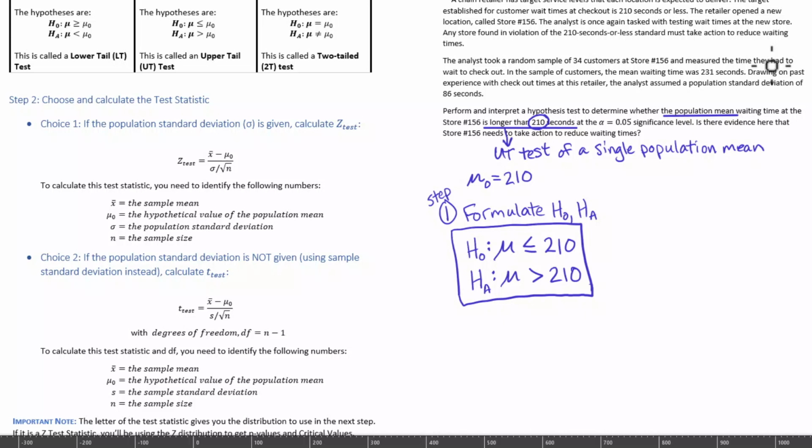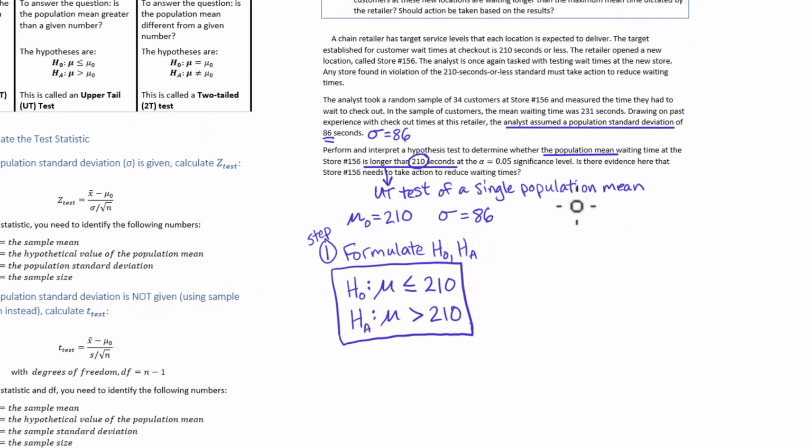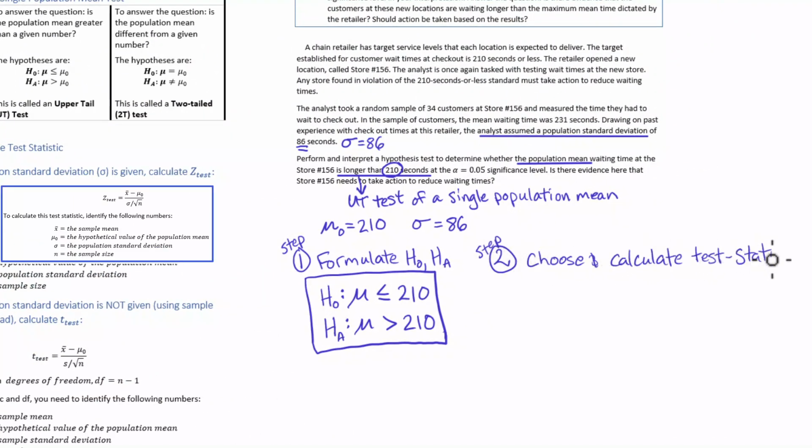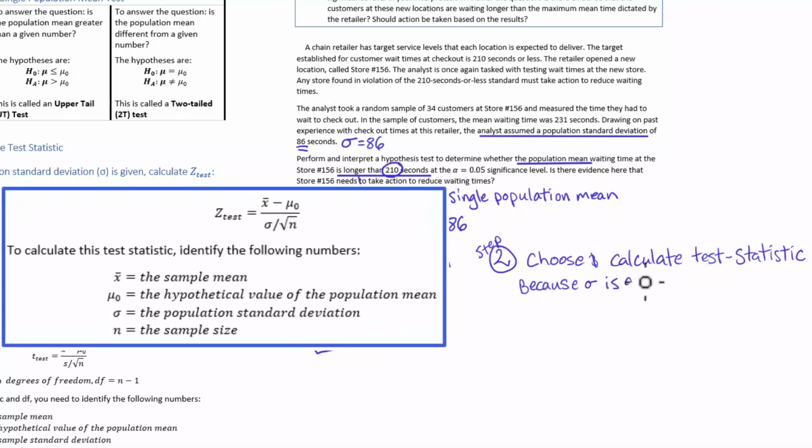So which standard deviation are we given in this problem? In the last sentence in the second paragraph, it says the analyst assumed a population standard deviation of 86 seconds. Population standard deviation is notated with sigma. This means sigma is given or known because it's known to be 86 seconds. So sigma equals 86 in this problem. And that means we're going to do a z-test because we have a value for sigma. Let me be sure to put that in the notes so that you know why we made this choice.